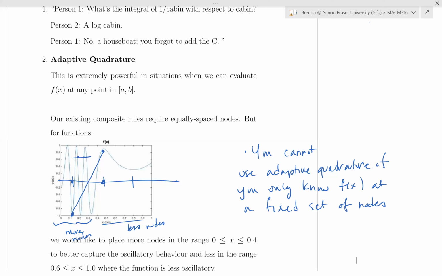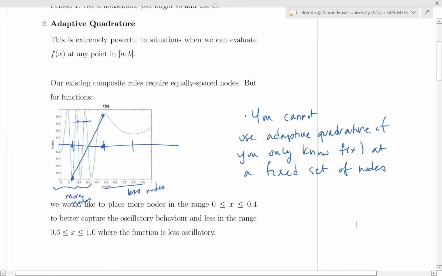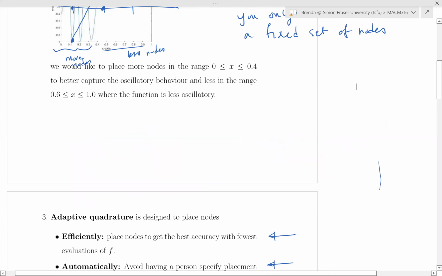And our first idea is to not have equally spaced nodes. This is ruled out if, for some reason, for data collection methods, you have a fixed set of nodes for something, then you're done. You can't use adaptive quadrature. If you're allowed to pick your node position, then what we're going to do is move the nodes around so that more nodes are being used where the function is changing more quickly and fewer are used where it is not. That's the idea. That's where we were at last time.